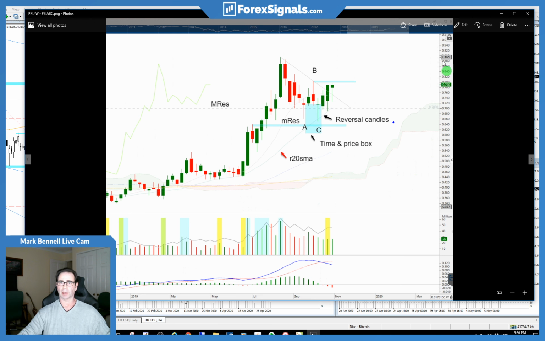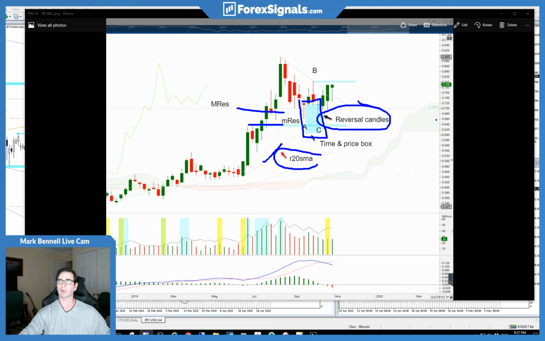Here's a beautiful one. Push. A, B, C. Not many candles. Little pullback in there. Straight through. 20 period. They've got everything lines up here. Got the rising 20. Got the time and price box. Got minor resistance, major resistance. Got the existence of reversal candles. Oh, ideal.